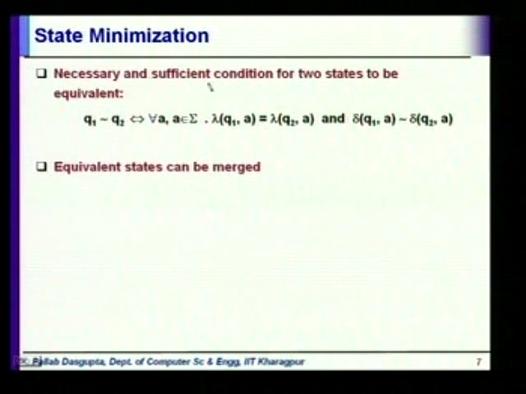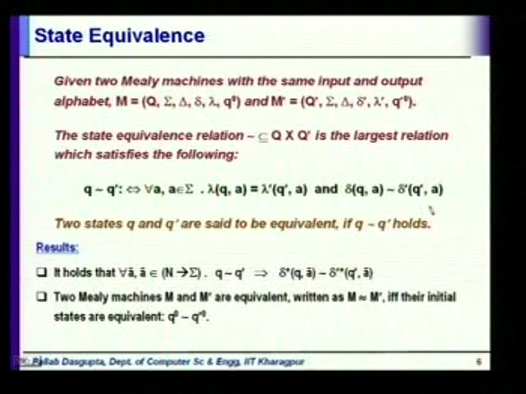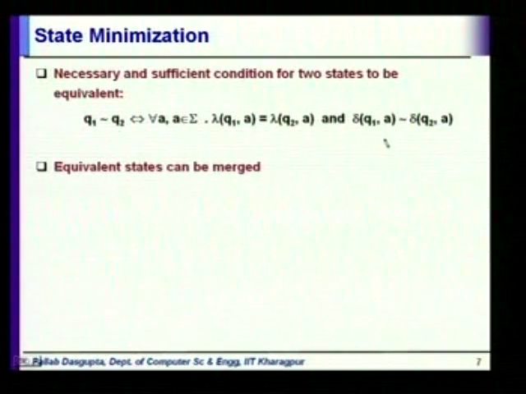So the necessary and sufficient condition for two states to be equivalent is that for all A, this is equal to this and this one is equal to this. So this is a result that has been proven. We just defined it like this here, and then we show that that is in fact the necessary and sufficient condition, okay, and equivalent states can be merged.